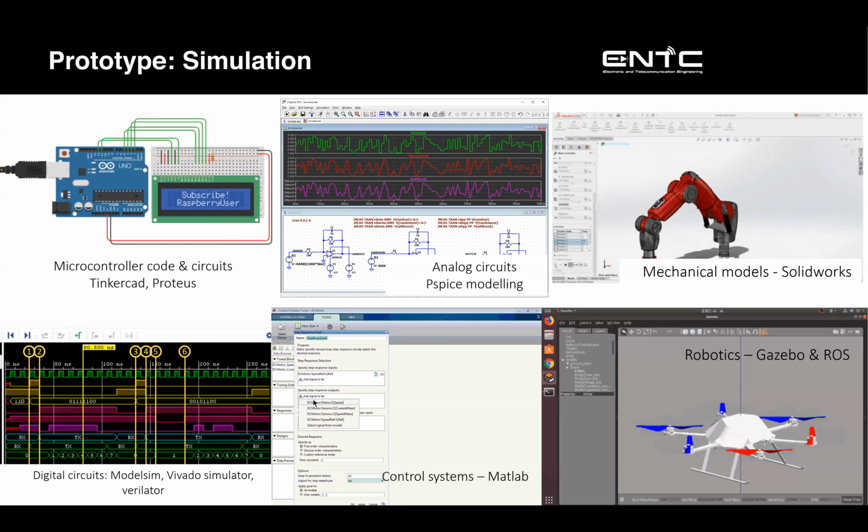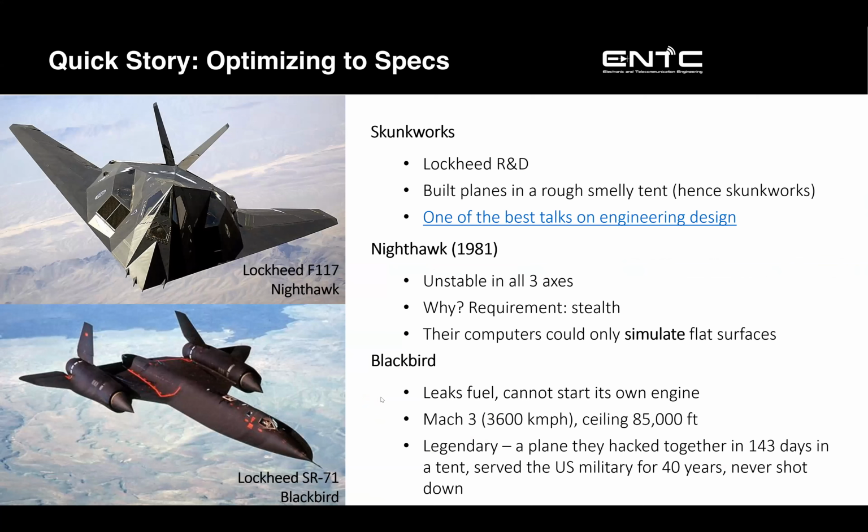So here is a quick story about optimizing your work to the specifications. These are two airplanes made by Lockheed Martin, the company in the USA, for the American Air Force. The Skunk Works is actually a small branch of Lockheed Martin R&D, and they built all these planes. It was a small team.